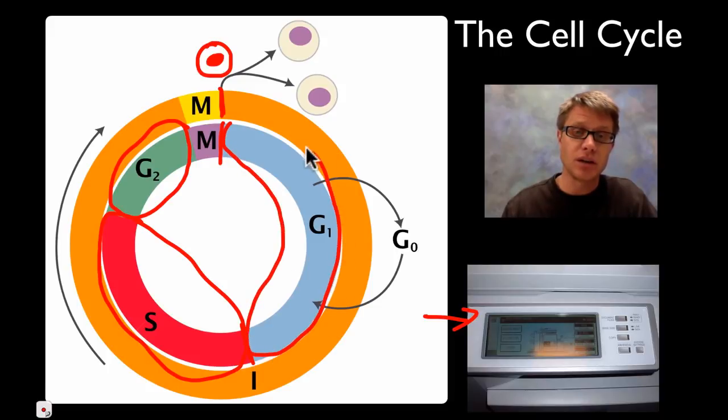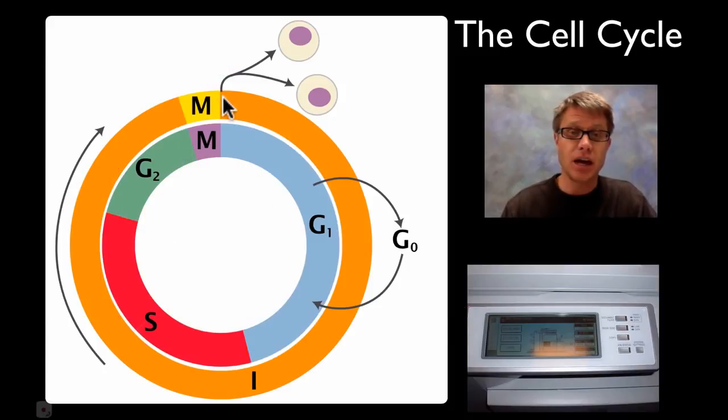So what does a cell do in G1? It's going to grow. What does it do during S? It's going to stop growing. It's going to copy all of its DNA. And then in G2, it's going to continue to grow. And so at the end of this, after we've gone through all of interphase, a cell is ready to divide.